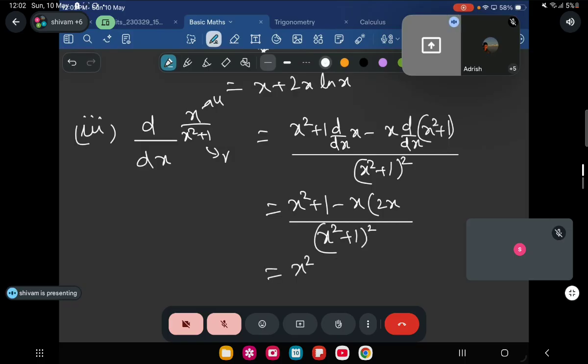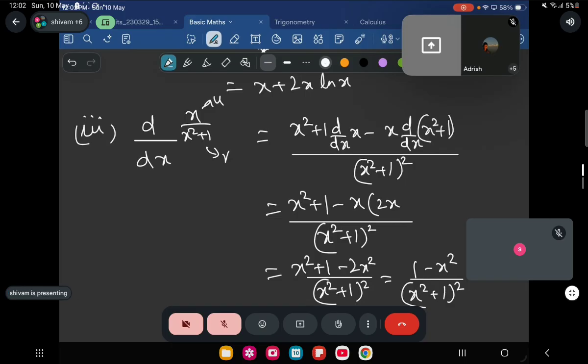This will become x square plus 1 minus 2x square upon x square plus 1 whole square. So x square minus 2x square will become minus x square. So 1 minus x square, right? 1 minus x square upon x square plus 1 whole square. Done. Anyone having any doubt, you can ask me.